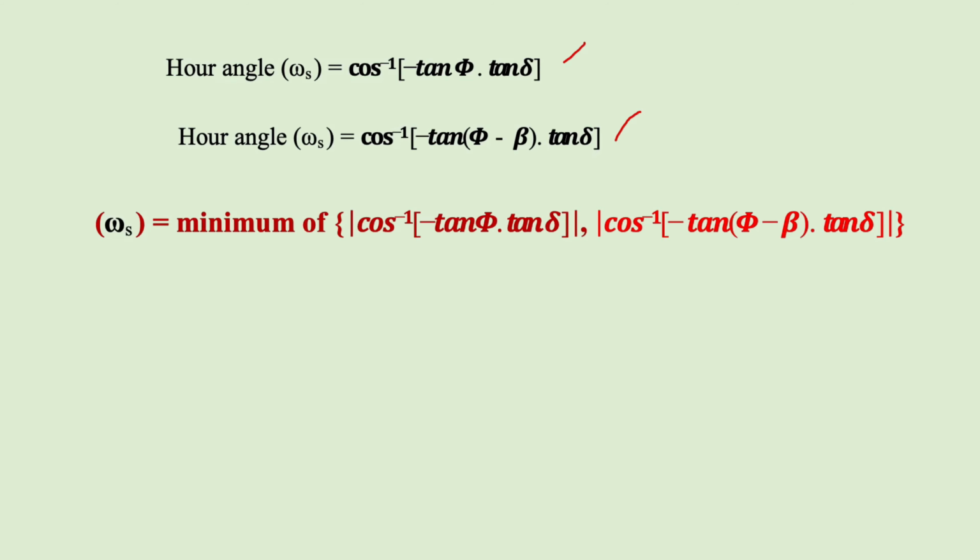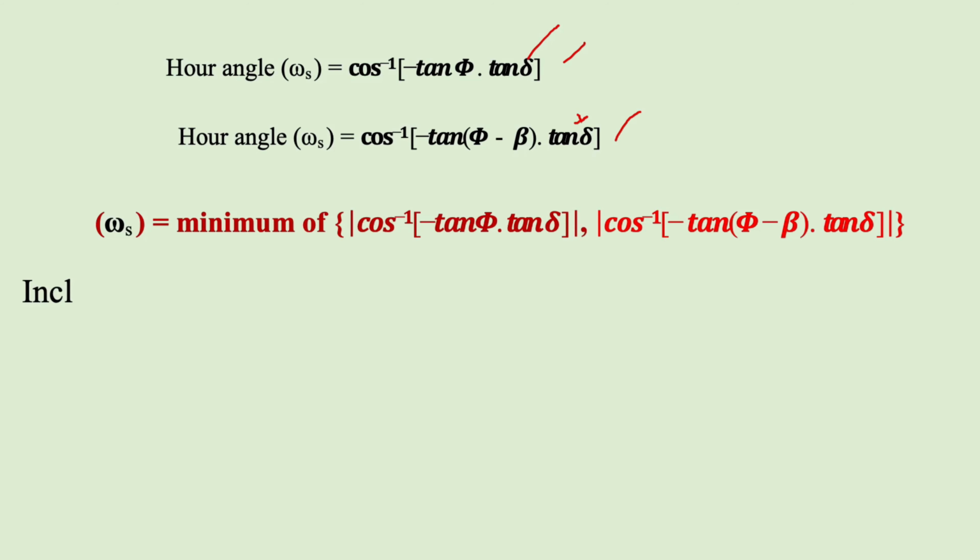The audience should take care of the sign convention, because delta is negative for situation 1, when the sun is in the southern hemisphere, and for the other situation the delta is considered to be positive.